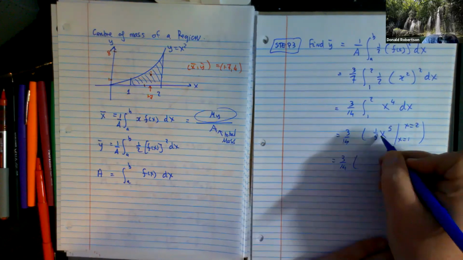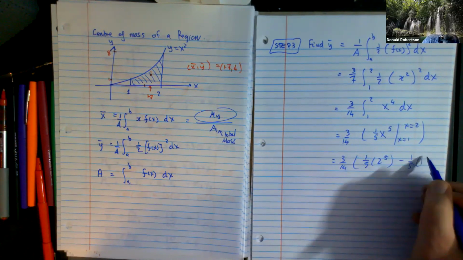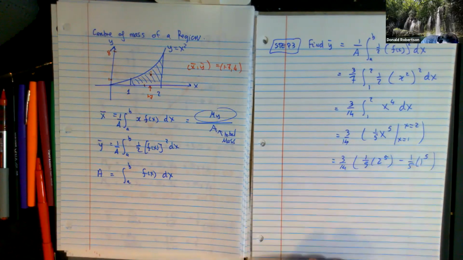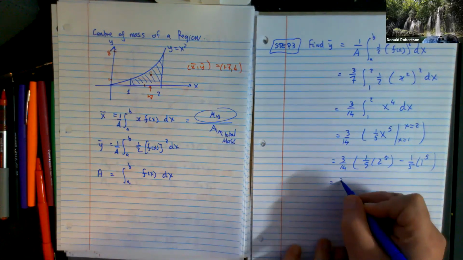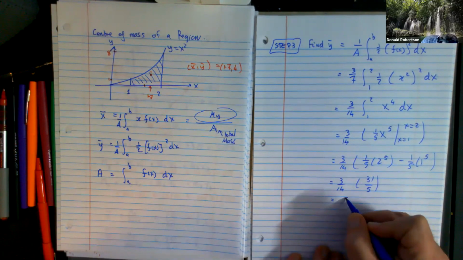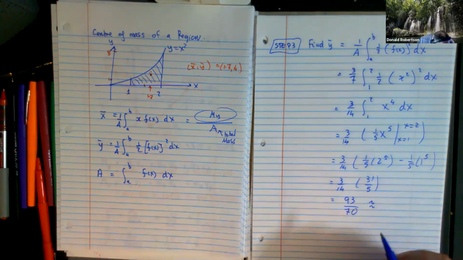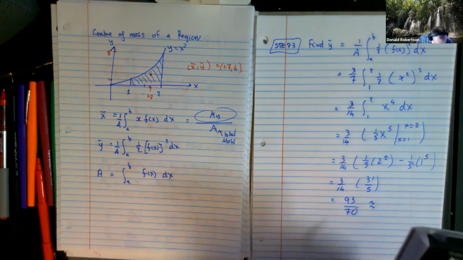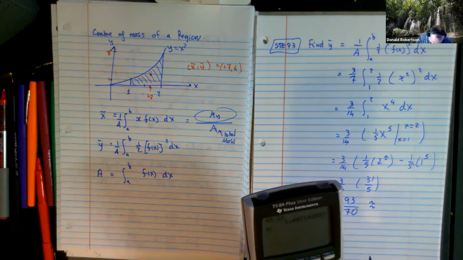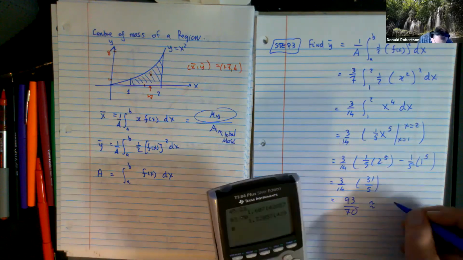Okay, plug in 2 here. You're going to get 1/5, 2 to the power of 5, take away 1/5, 1 to the power of 5. 2, 4, 8, 16, 32, take away 1, 31/5. That's going to be 93/70. And what did I say is my guess? 4. Ugh. I'm not looking so accurate this time. I was miles off the second one.